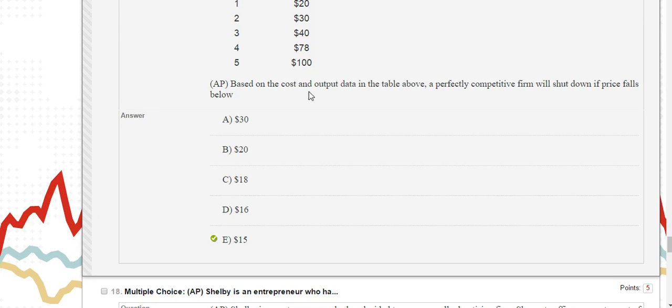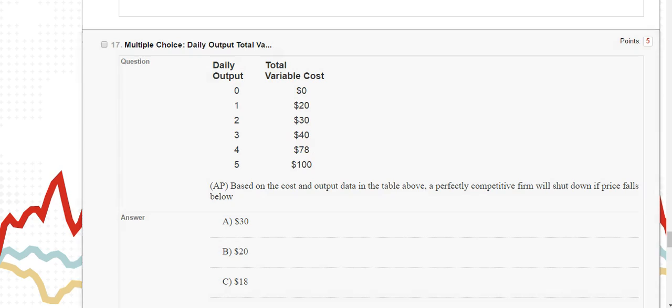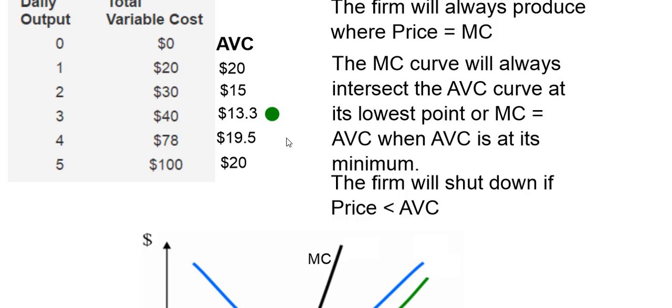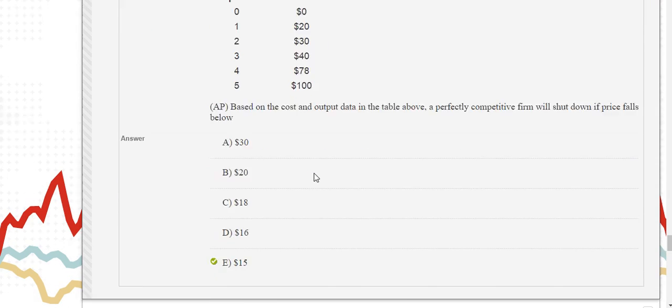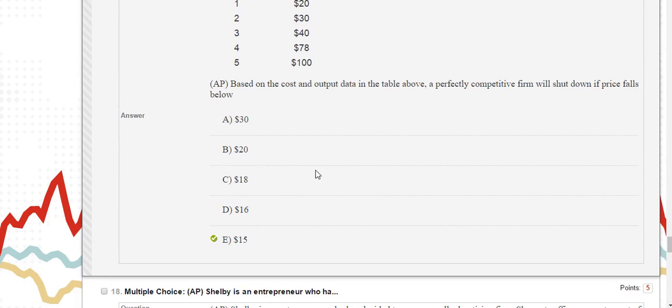It says based on the cost and output data in the table above, a perfectly competitive firm will shut down if price falls below. And the only answer that you could put here is 15, because 13.3, which is the lowest average variable cost we get when we divide 40 by 3 right here. So if it's below 13.3, it's got to be below 15. So that is the most correct answer in this problem. So that is the key.